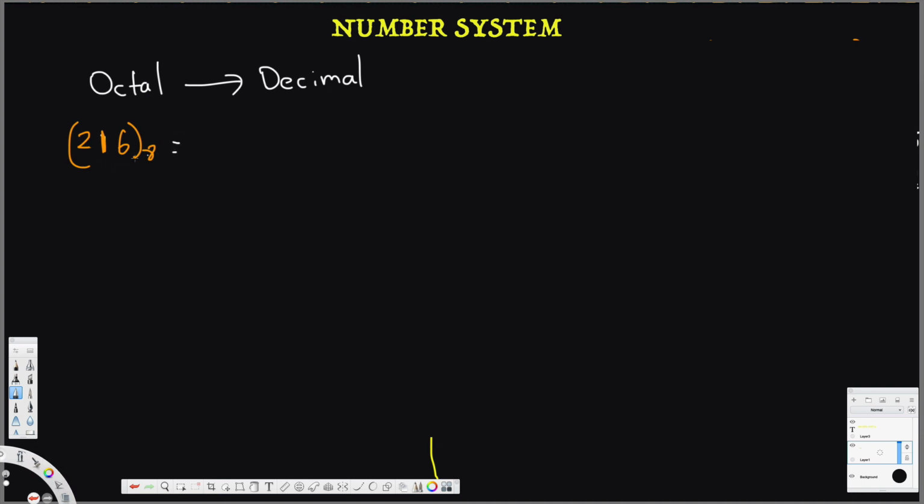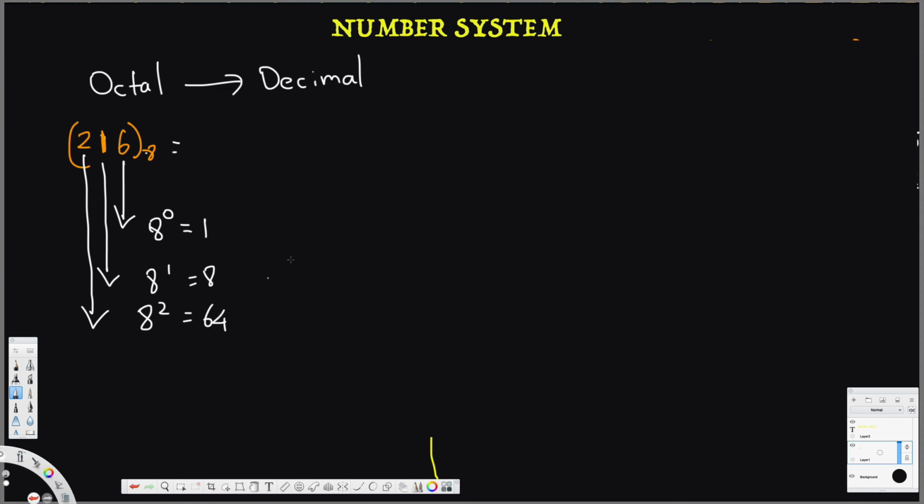First of all, we have to know that the first digit always takes the power of 0, whatever the base we have. Here we have base 8, so it's going to take 8 power 0, that is 1. The next takes the place of 8 power 1, that is 8. And the next takes the place of 8 power 2, that is 64. Now we just have to simply multiply the position places.